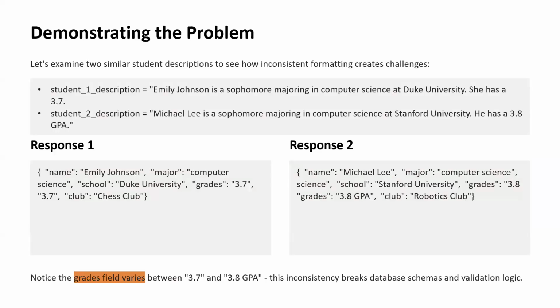So this is an example demonstrating the problem. Now we're going to examine two scenarios. Student one's description says Emily Johnson is a sophomore majoring in computer science at Duke University. She has a 3.7, right? Student two's description says Michael Lee is a sophomore majoring in computer science at Stanford University. He has a 3.8 GPA.